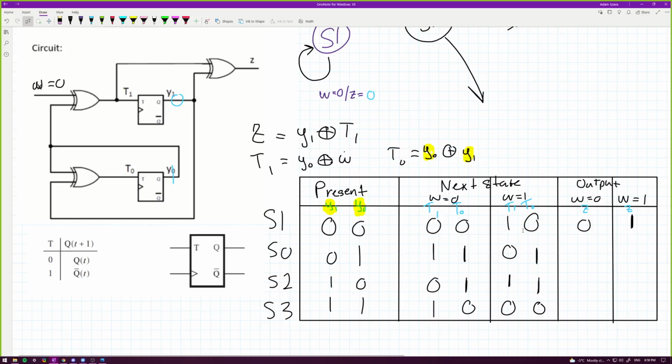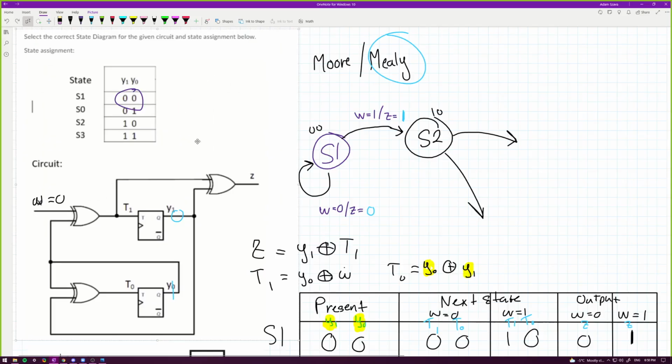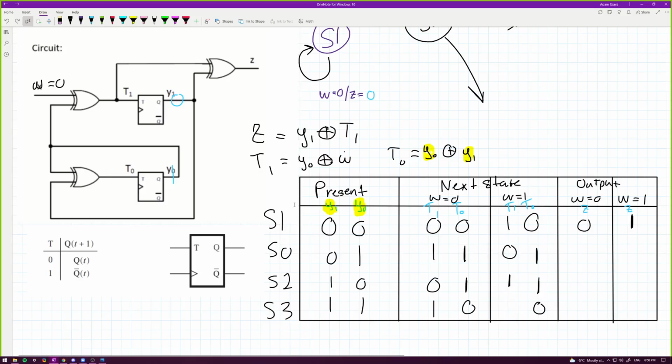Wait, I have a question. Yes. So essentially our next state is the value right before we enter the flip-flop, not the Y1. This is our present state, right? That's what the current state variables are. Current state, okay. So T1 is right before we enter the flip-flop. That's the next state, yeah. Right, that's what's going to go in. Once we clock, that's what's going to be stored in memory.